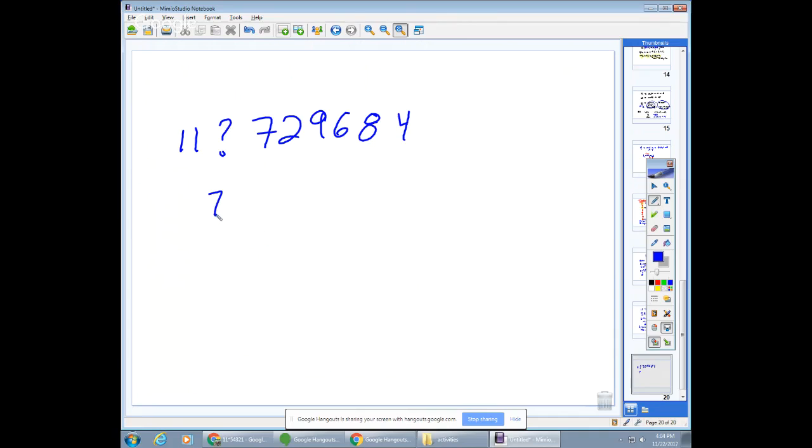So we'll just do 7 minus 2 plus 9 minus 6 plus 8 minus 4. Let's see, 7 minus 2 is 5. 9 minus 6 is 3. 8 minus 4 is 4. 5, 6, 7, 8, 9, 10, 11, 12. And that's up to 12. So therefore, 11 will not go into this. So let's whip out a calculator and check.